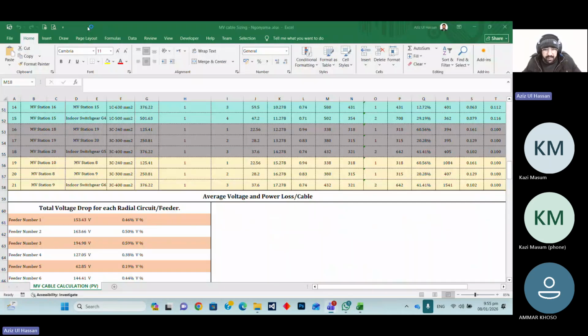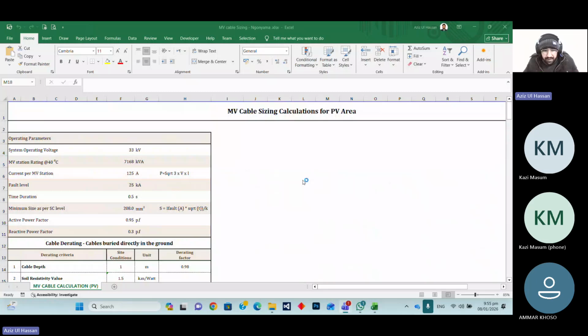So basically, this is the MV cable sizing sheet I have prepared. First of all, I have explained to all of you that in case of LVDC, DC string, and LVAC, we just go to the derating factor and then the voltage drop criteria. But in case of MV cables, we have different issues. MV is a very difficult cable sizing.